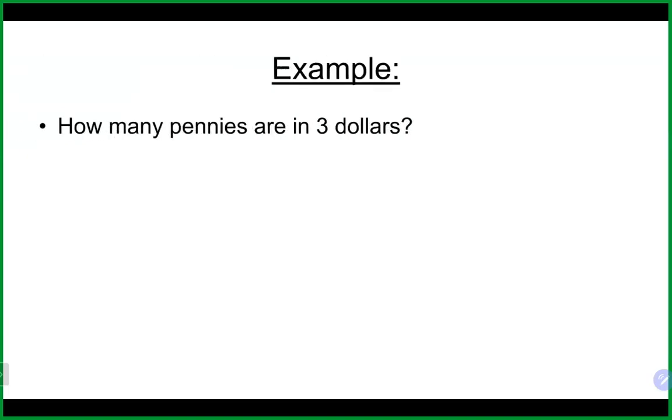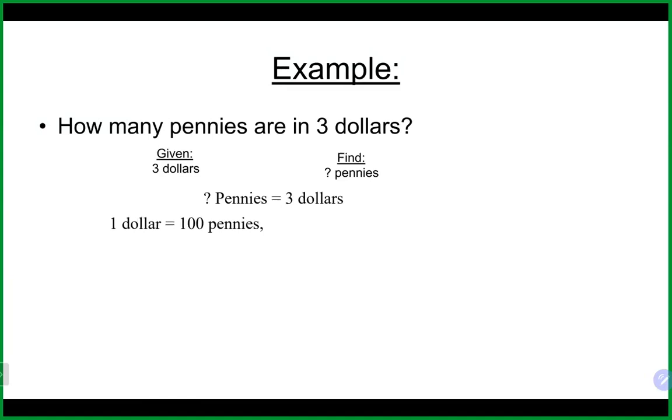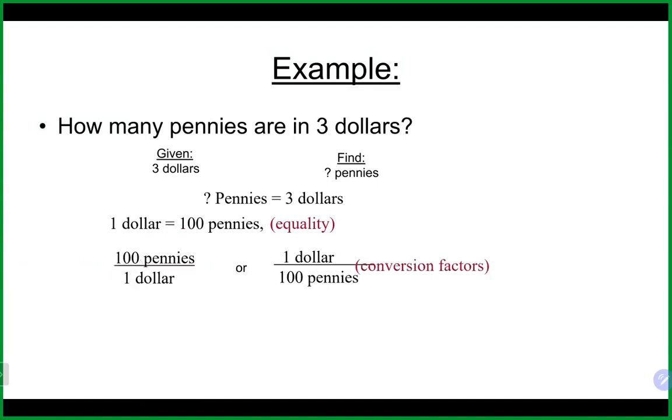So let's take a look at a pretty straightforward example here, which is how many pennies there are in $3. We have our equality, which is $1 = 100 pennies, and we have our 2 conversion factors that you could get from it. Once again, you would not use both of them in the problem. You always want to start with what is given, which is $3 in this case. Once again, it is not written as a fraction, but it's assumed to be over 1, which means dollars are on the top in terms of the units.